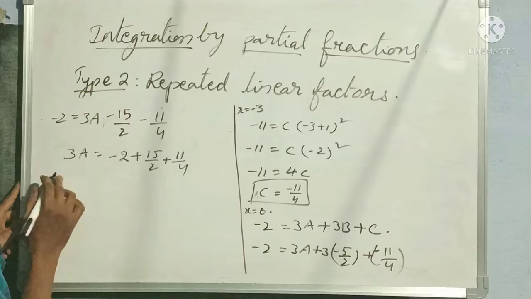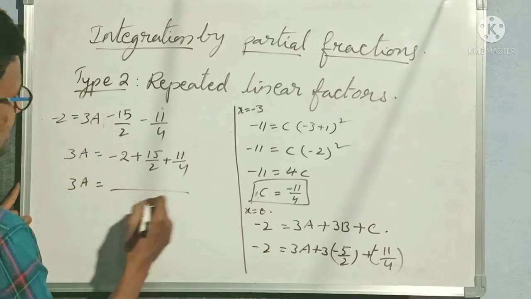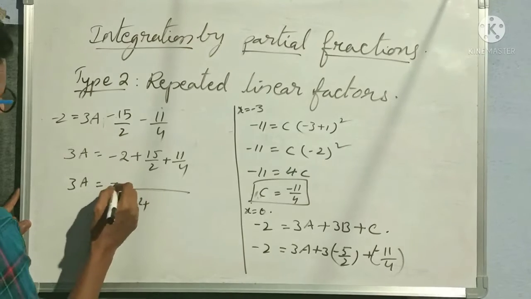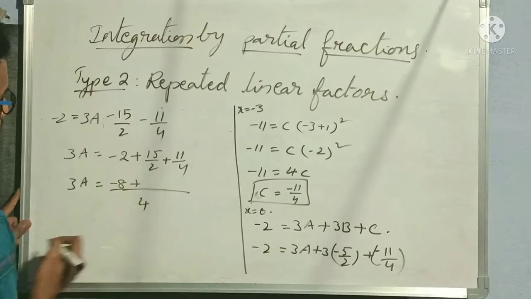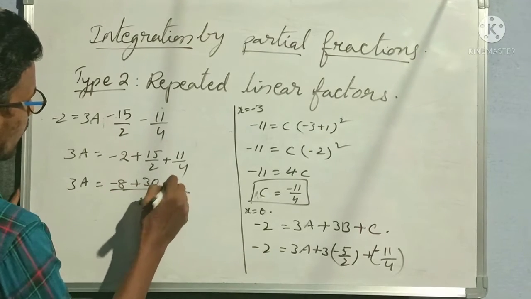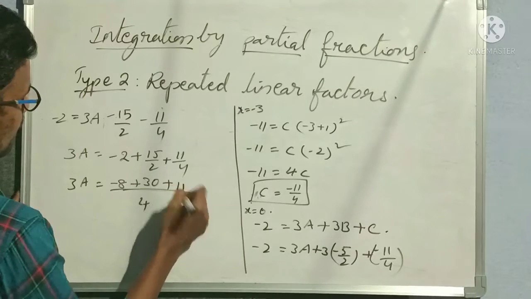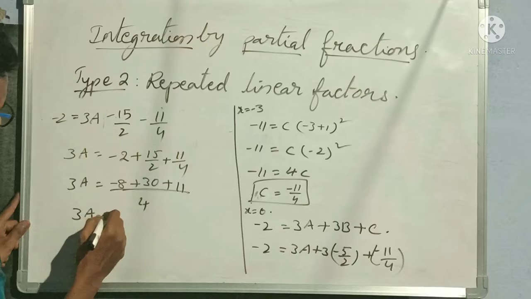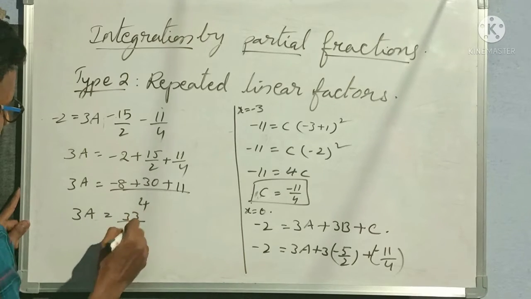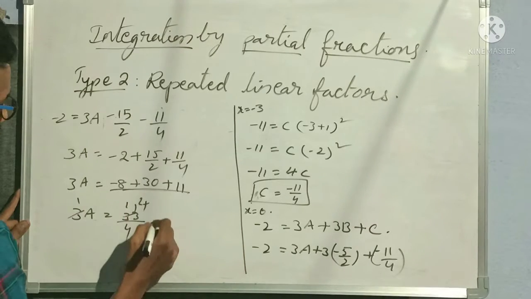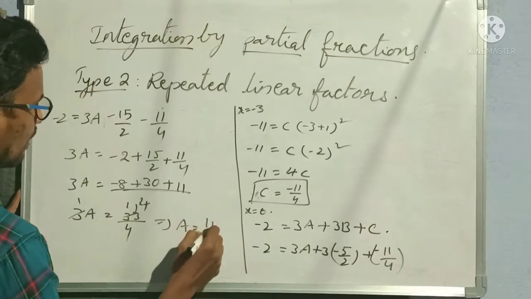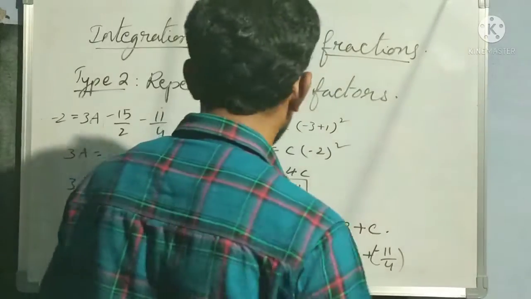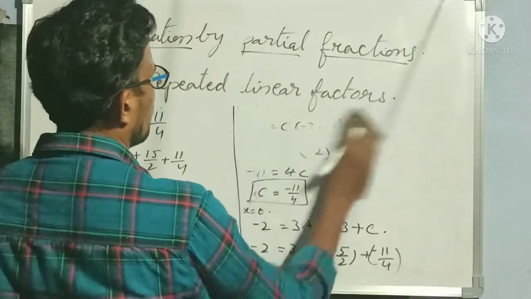So 3a is equal to, take LCM 4. So 2 into 4 is 8, plus 15 into 2 is 30, plus 11. 41 minus 8 is 33. So 3a is equal to 33 by 4. 3 ones, 3 elevens. This implies a is equal to 11 by 4. Let us substitute a value, b value and c value in that equation.